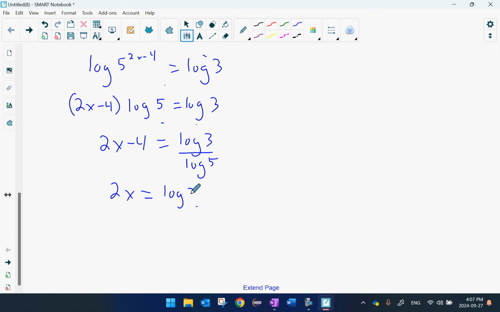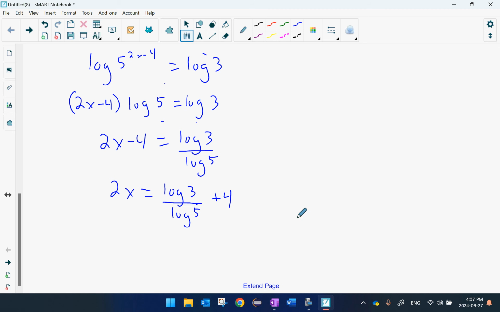and get log 3 divided by log 5 plus 4. And then finally, to solve for x, I'll divide by 2. Now, when I divide log 3 over log 5 by 2, dividing by 2, you can imagine it's the same as timesing by a half, or you just put a 2 in the denominator, and then divide 4 by 2 as well to get 2. That's my exact answer. Log 3 divided by 2 times log 5 plus 2.